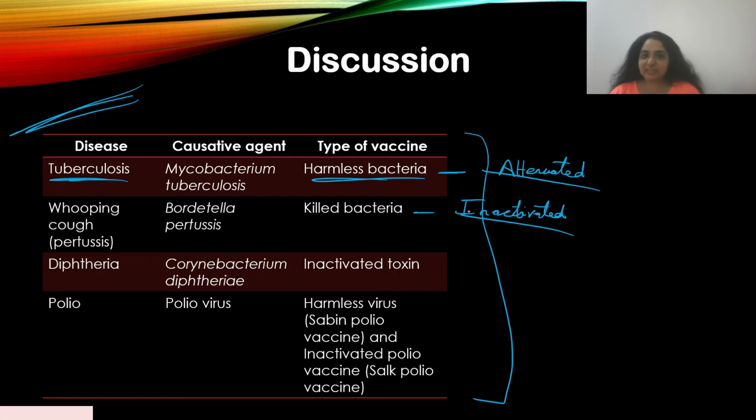Okay, that's a killed bacteria. Now in the case of whooping cough, which is called pertussis, I've also mentioned the causative agents, so what is causing each disease mentioned here. So that's Bordetella pertussis, tuberculosis, Mycobacterium tuberculosis. That's a harmless bacteria. This is a killed bacteria which is inactivated. Now diphtheria is Corynebacterium diphtheriae. It's an inactivated toxin. Okay, so diphtheria actually produces a toxin.